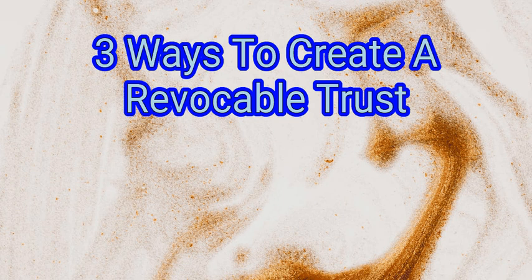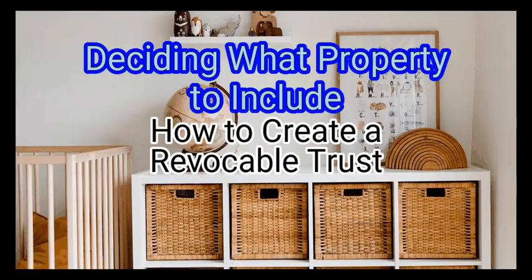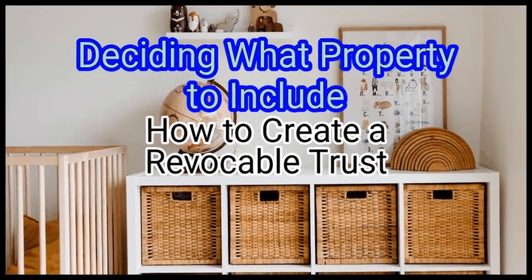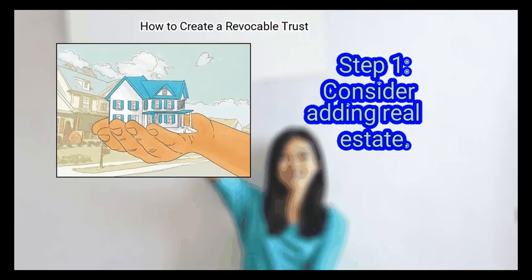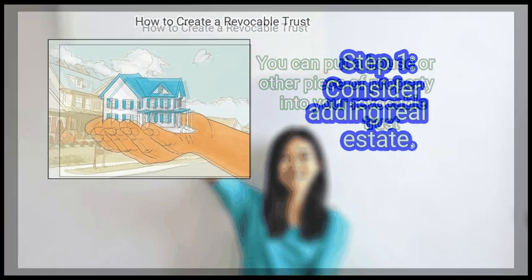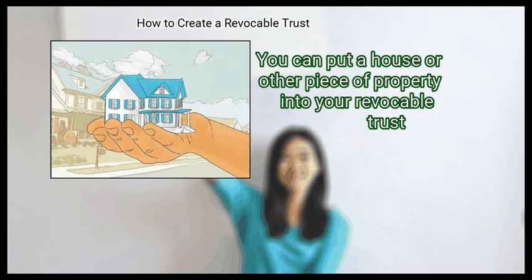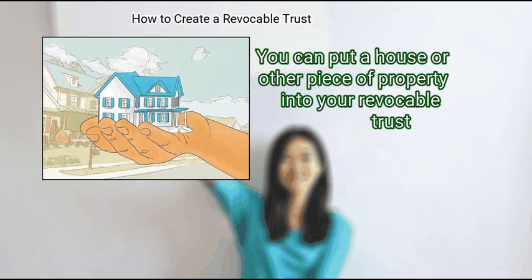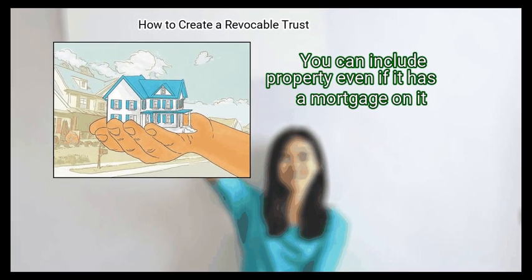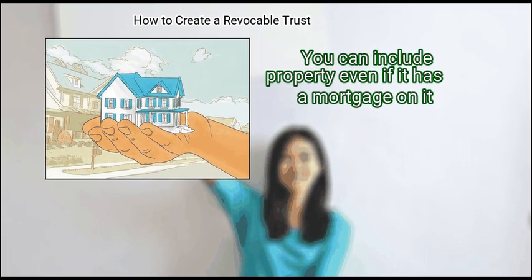So, we are going to watch about how to create a revocable trust. Method 1. Deciding what property to include. First, consider adding real estate. You can put a house or other piece of property into your revocable trust. You can include property even if it has a mortgage on it.